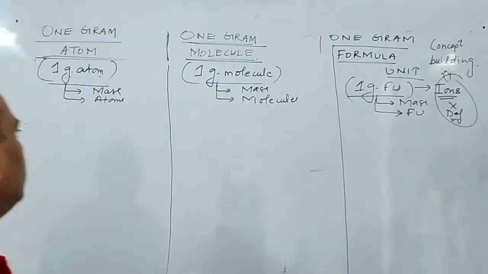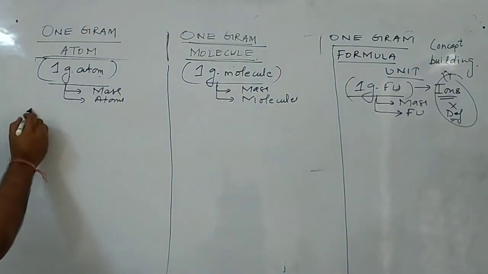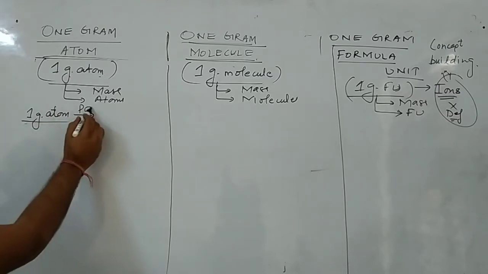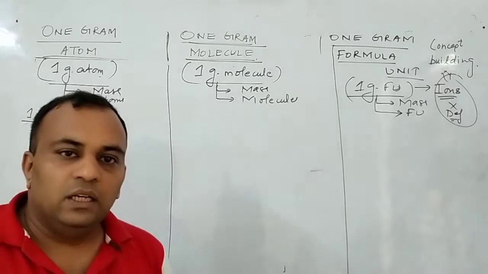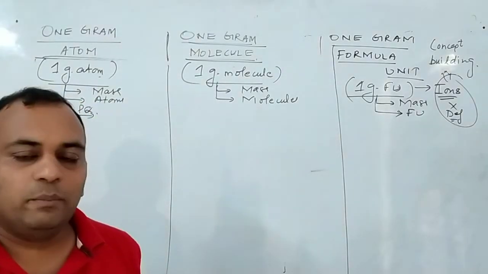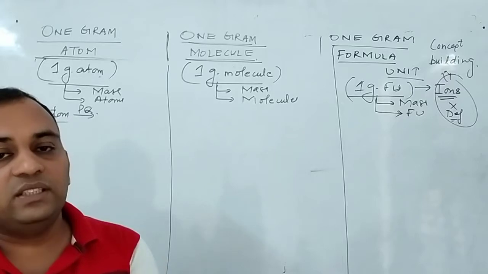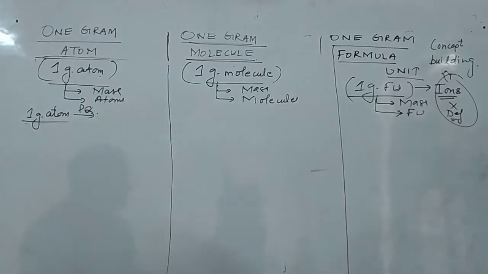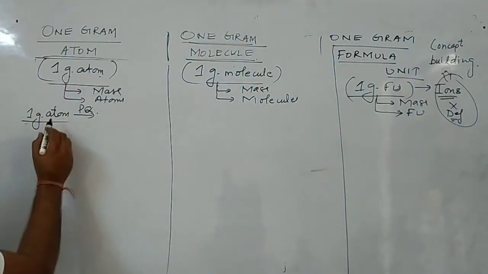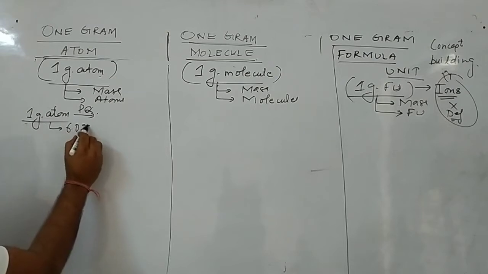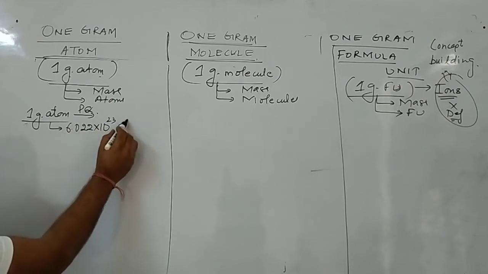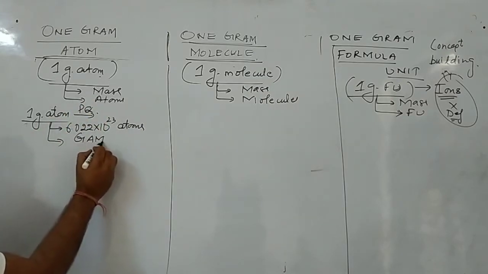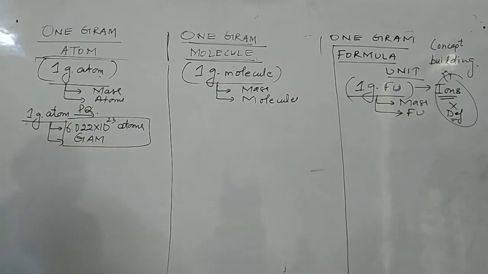So just see what is the relation now. 1 gram atom is a physical quantity. You know physical quantity, just like dozen is a physical quantity. Dozen means 12. If I say 1 dozen pens, it means 12 pens. So dozen is a physical quantity. Similarly, all these terms are physical quantities, but that is not equal to 12, remember. So 1 gram atom is a physical quantity that contains 6.022 × 10^23 atoms and has mass equal to the gram atomic mass. What is the mass? Gram atomic mass.